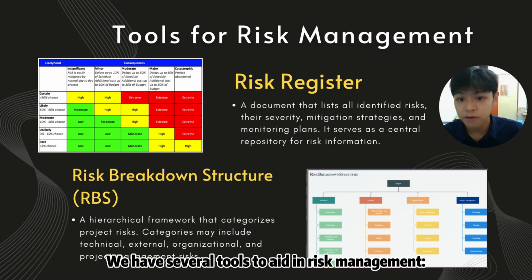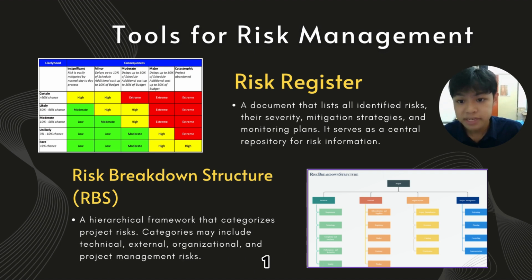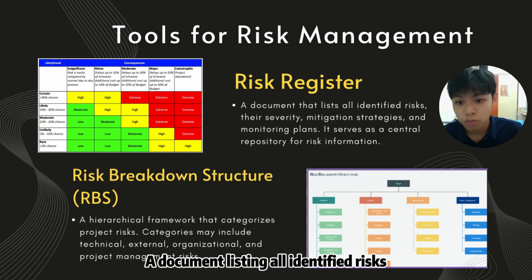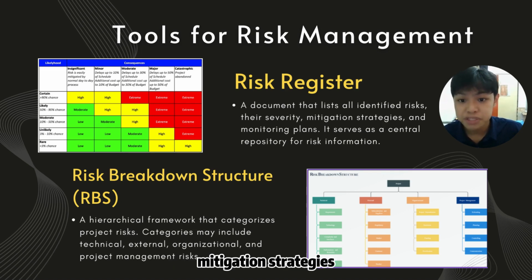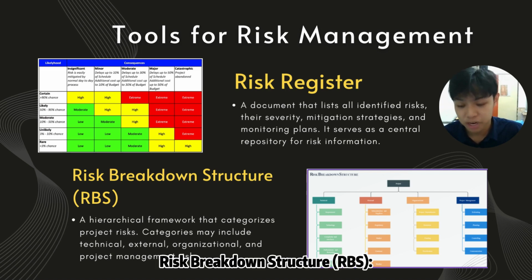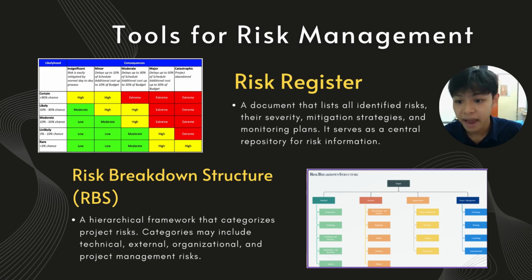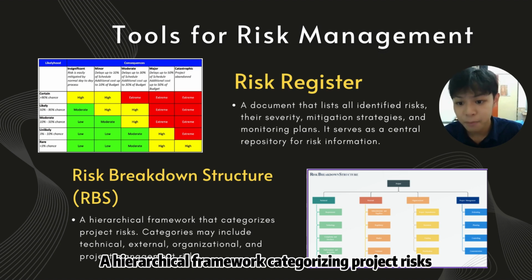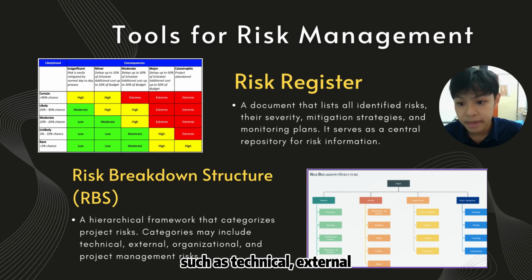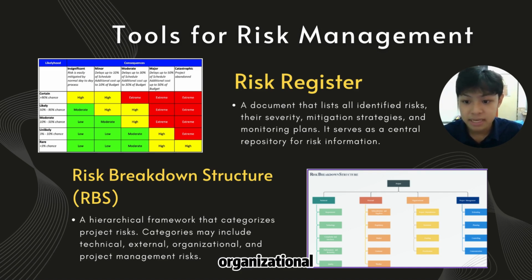So now we go to the tools for risk management. The first one is the risk register. That's a document that lists all the identified risks, their severity, mitigation strategies, and their monitoring plans. It serves as a central repository for risk information. And the second one is the risk breakdown structure, RBS. It's a hierarchical framework that categorizes project risks. The categories may include technical, external, organizational, and project management risks.